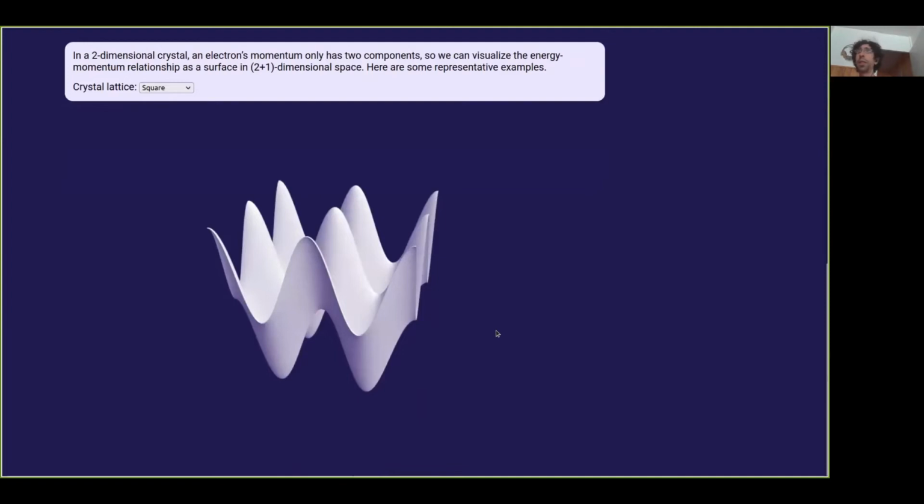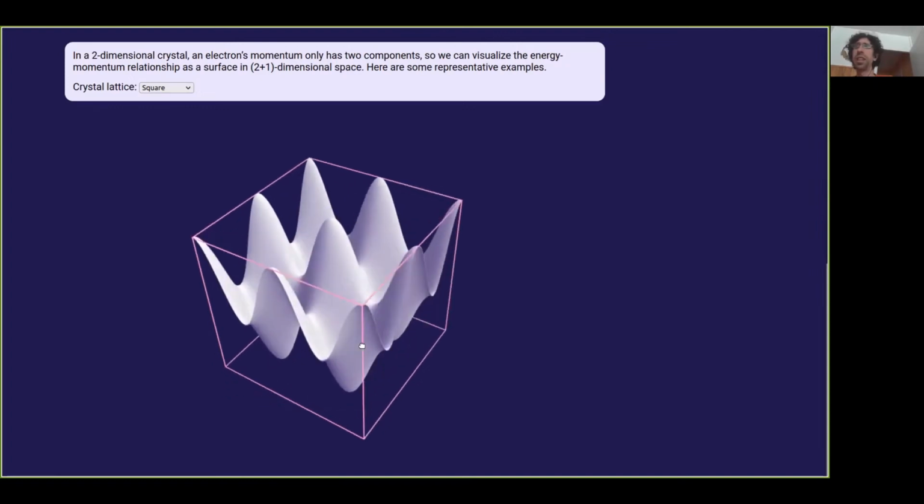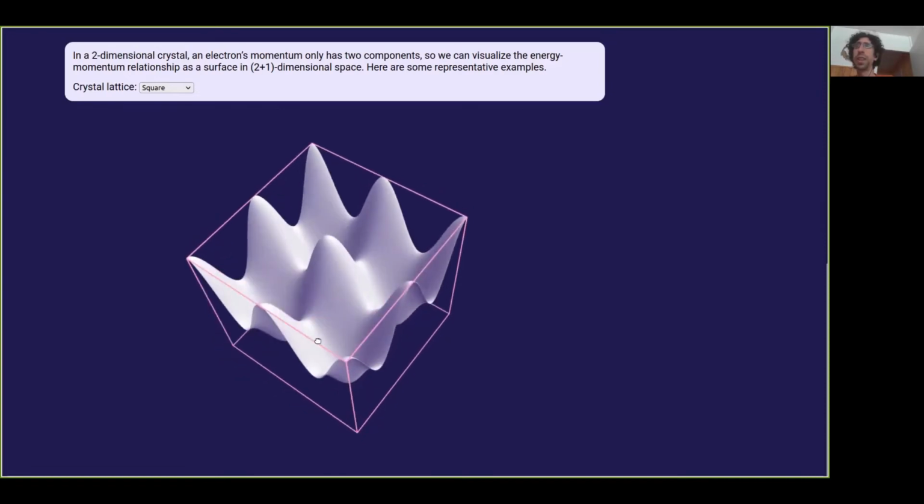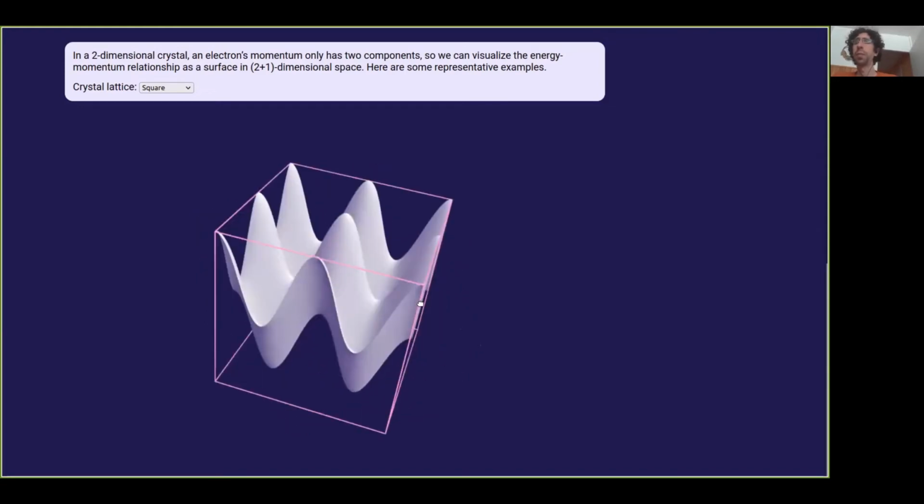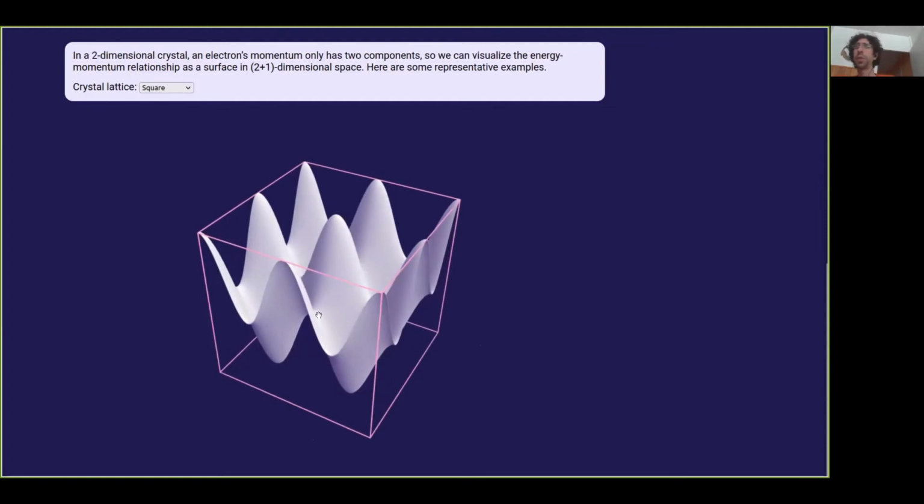Now, in a two-dimensional crystal, the electron momentum only has two components. So you can visualize the energy-momentum relationship as a surface in three-dimensional space. Here are some representative examples. One of the simplest examples of a crystal is just a square lattice. If you graph this energy-momentum relation, you get this sinusoidal surface. In this case, there's only one sheet in the covering, an ordinary covering of momentum space. And you can describe the surface as the graph of a product of cosine functions of the momentum. So energy equals cosine of x momentum times cosine of y momentum, or something like that.